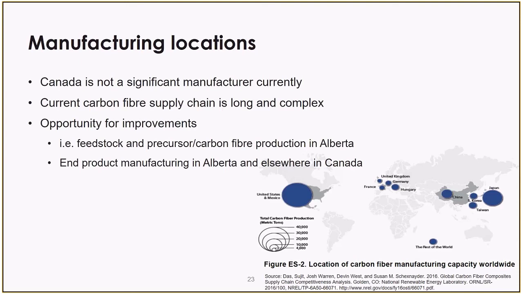The current carbon fiber supply chain can be long and complex. To give you an example, I'd like to describe the supply chain for BMW in Germany for their carbon fibers. It begins in the Middle East, where crude oil is produced.